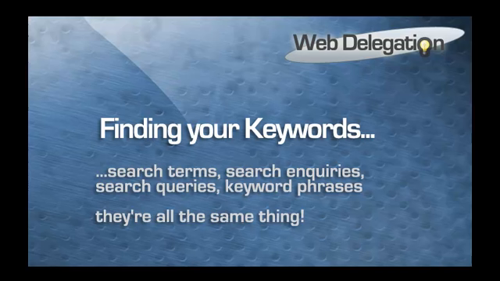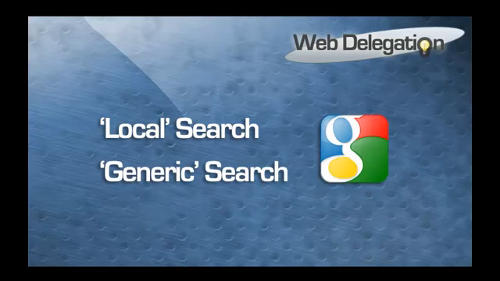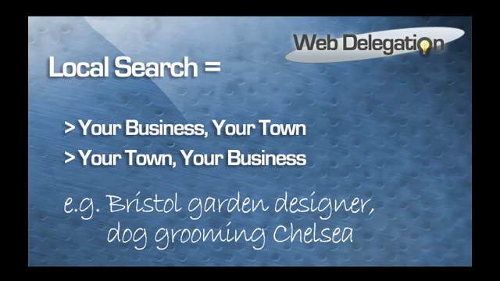And the thing is, if your site isn't geared up to be over there sort of shouting and waving saying yoo-hoo, I'm over here, there are two ways of looking at this. I call it generic search and local search. Generic search is people looking for a certain aspect about something, maybe a particular product or idea, but in local search they're looking for somebody locally. So, for example, it's a garden designer in Bristol, so they type in Bristol garden designer, or it's a dog grooming salon in Chelsea, so they type in dog grooming Chelsea.